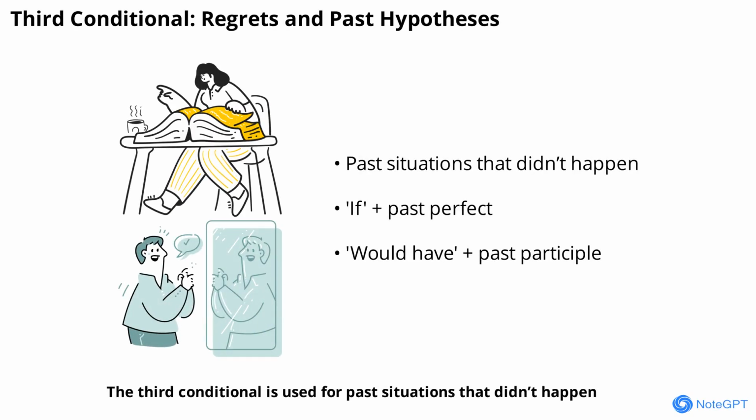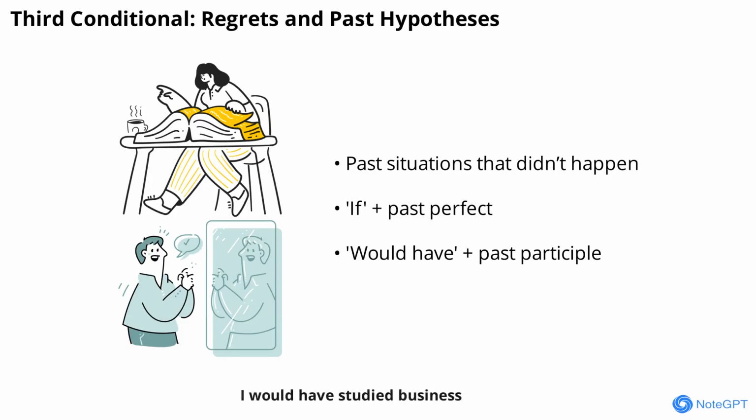Third conditional is used for past situations that didn't happen, often to express regrets or missed opportunities. For example, if I had gone to university, I would have studied business. The structure is "if" plus past perfect, followed by "would have" and a past participle.